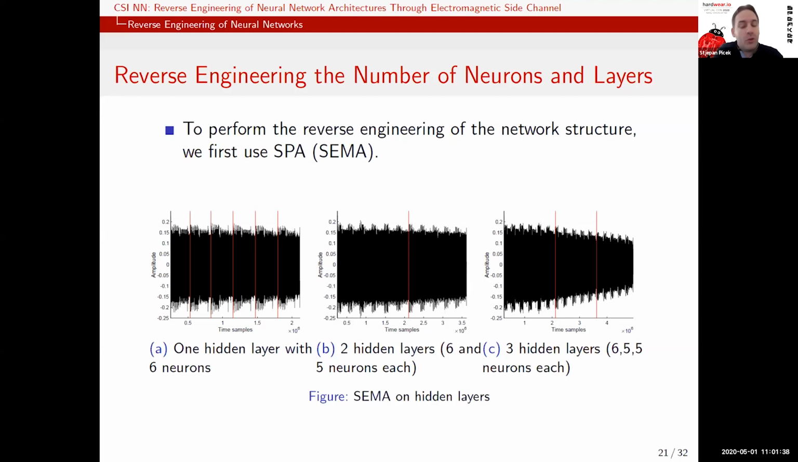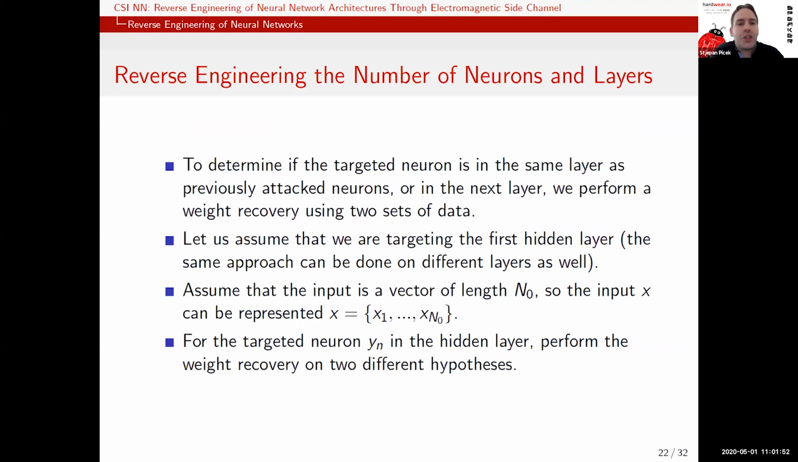The only thing we need to do is recognize when is the boundary of one hidden layer and where the second or third or any hidden layer begins. How do we do that? Well, actually, not so difficult. We use the same concept as before, and we just do weight recovery by using 2 sets of data. I will explain now how it would work if we attack the first hidden layer, but this approach works for every layer. So we have the input, a vector of length n0, and remember we know the input.